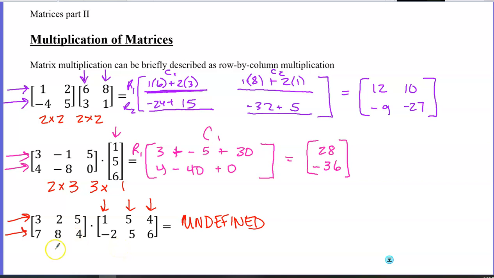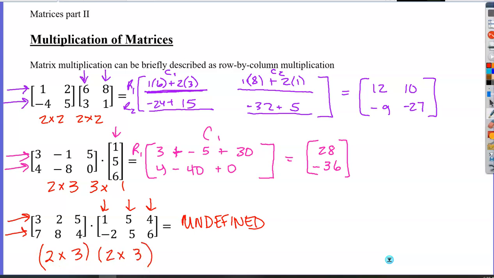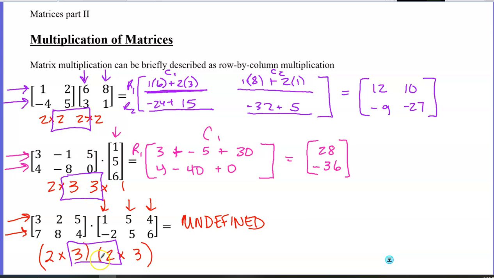So let's see what happened here. This one was a 2 by 3 times another 2 by 3. So let's see what the problem was. Well, the number of values here, which were technically columns, like this was 1, 2, 3 columns, didn't match up with how many rows I had here, which, guys, can be described as inner dimensions. So if these didn't have inner dimensions that match, meaning the columns here didn't match the rows here, you can't multiply. So as long as these inner dimensions match, you can multiply. So that's why this one can't.